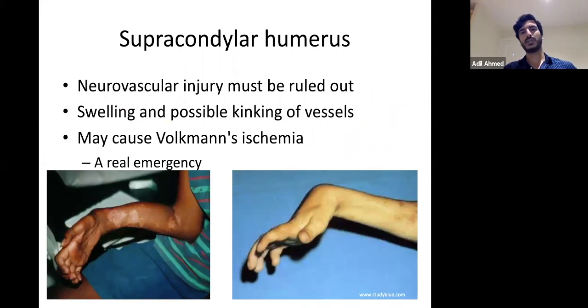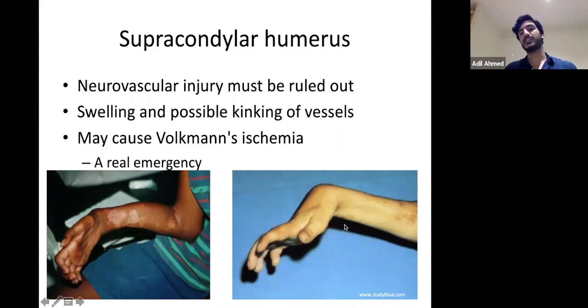Neurovascular injury must be ruled out. That's important because of the kinking of vessels. I think the reason for this slide is to demonstrate an example of Volkmann's ischemic contracture, which occurs if there is a disruption in the brachial artery which has gone unnoticed, and which is, to be honest, rare in the current era. You'd hope there would always be good monitoring of the pulse and the nerves before and after the operation to ensure that this doesn't happen.